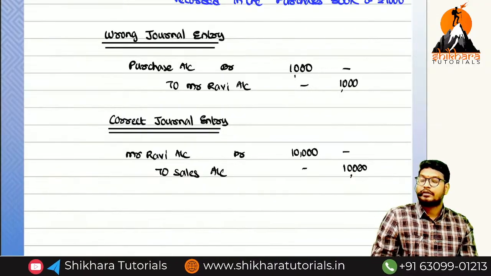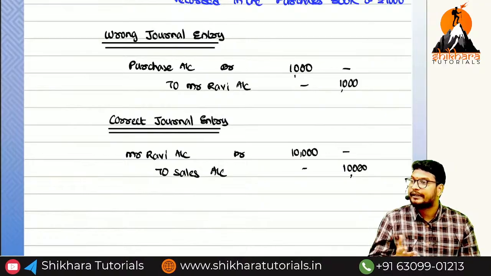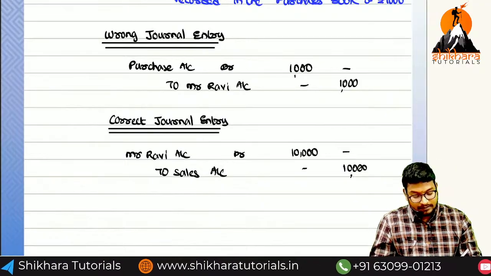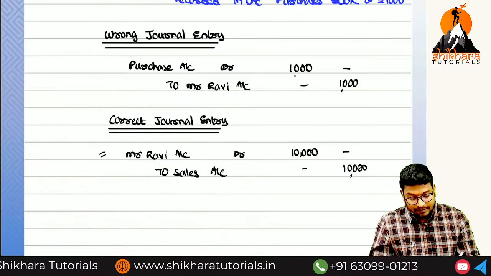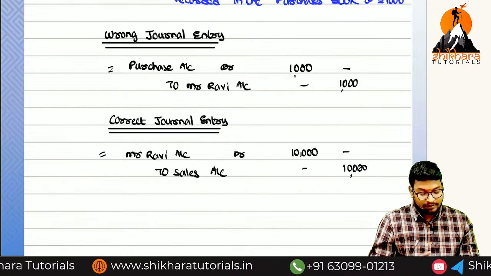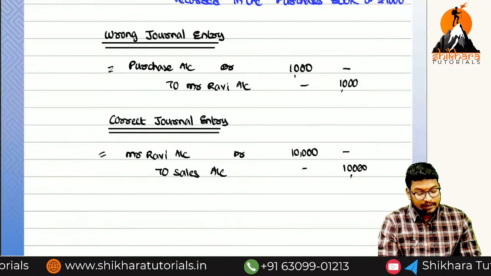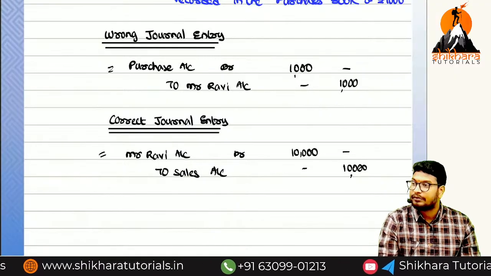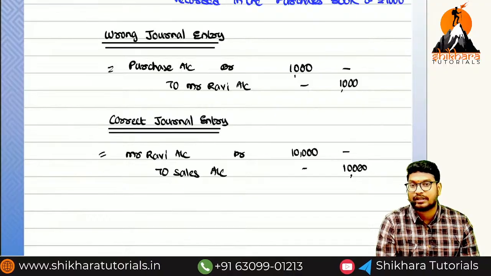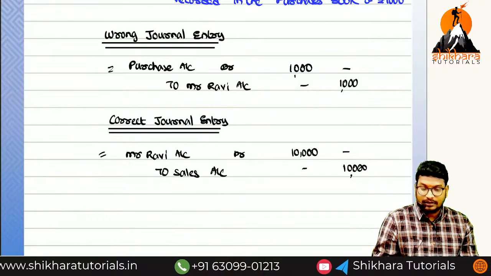If you don't know how to write the compound entry, you can write individual entries. Individual means this entry we have to write and this entry we have to cancel. Two entries. What is the entry you can write? Mr. Ravi account debited to sales account 10,000, 10,000. And for the reverse of that one, Ravi account debited to purchase account how much, ma? 1,000 and 1,000. So like that also you can do.